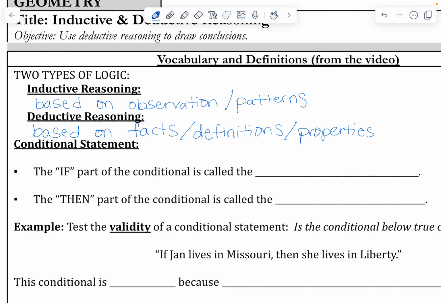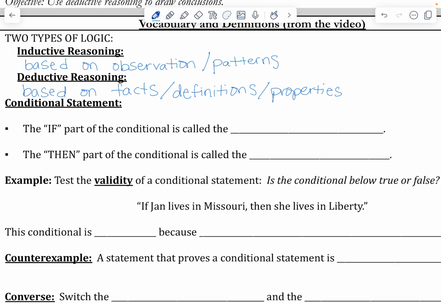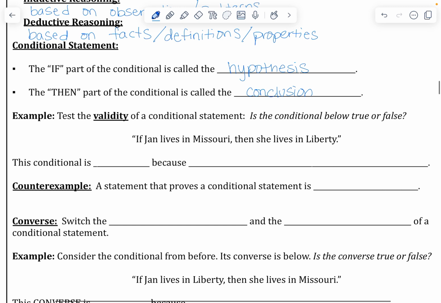Okay, the next part is about conditional statements. So conditional statements have an if-then part of them. So the if part of the conditional is called the hypothesis. You may have heard these terms in your science classes. The then part of the conditional is called the conclusion. So if this, then this is going to happen. Okay, so here's an example.